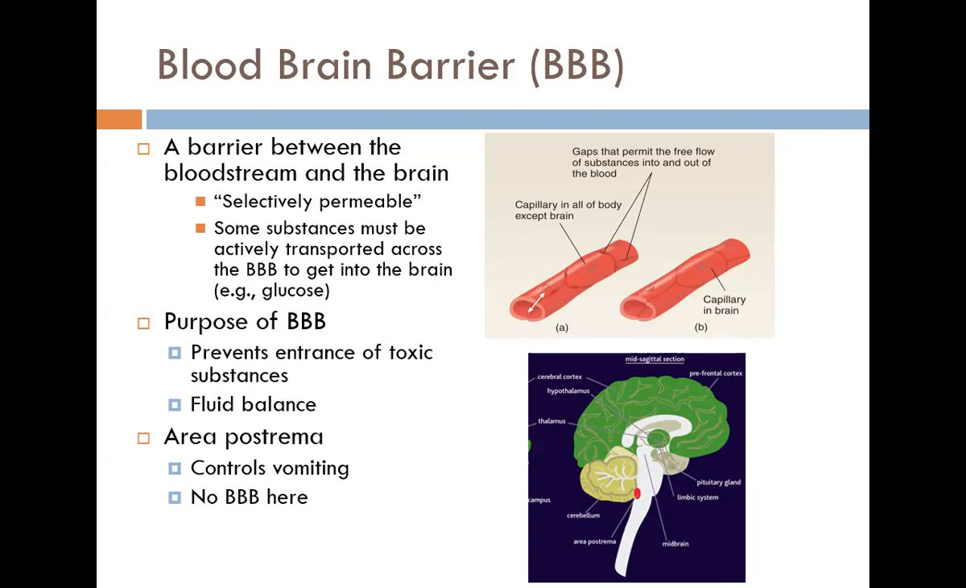Marijuana? If you consume marijuana, it'll turn off the area postrema, which is why it's so dangerous to ingest or smoke or whatever marijuana and alcohol together. Because if you are consuming too much alcohol, your body's not getting the signal to puke it all up.